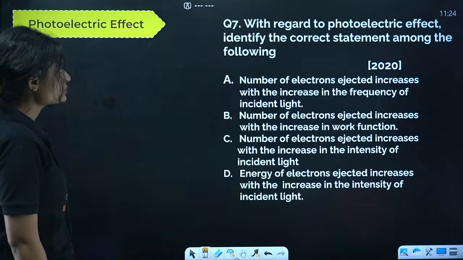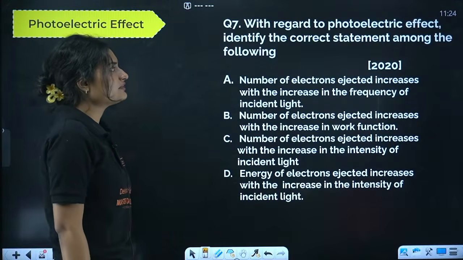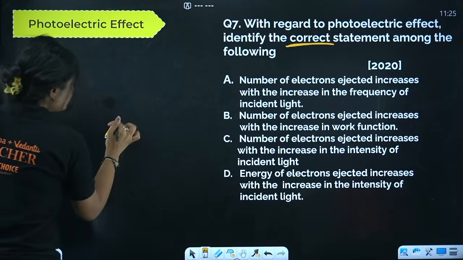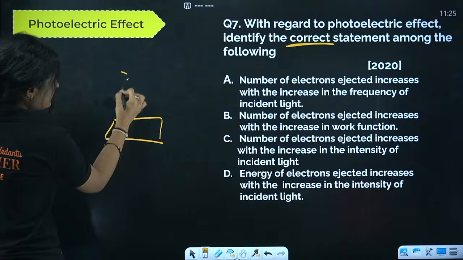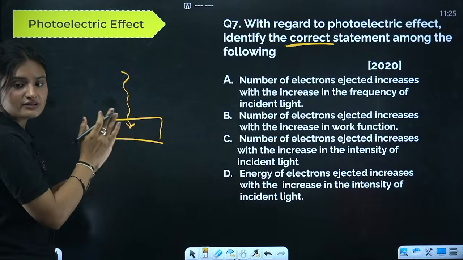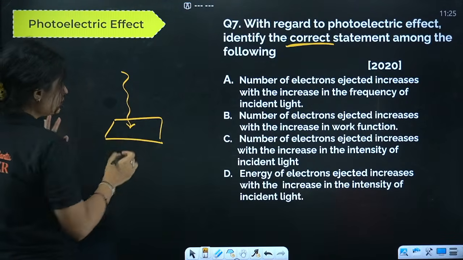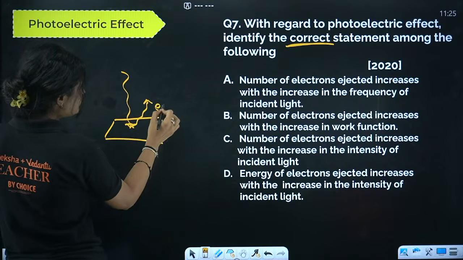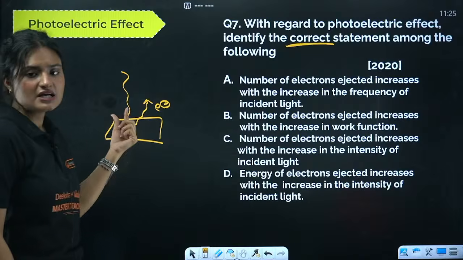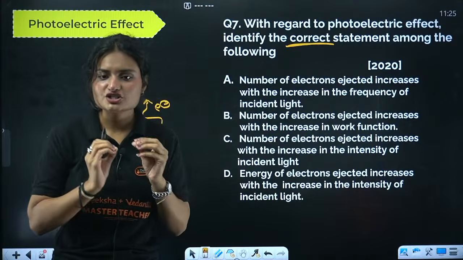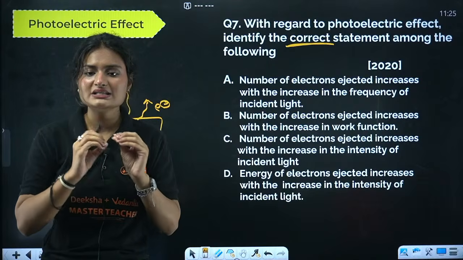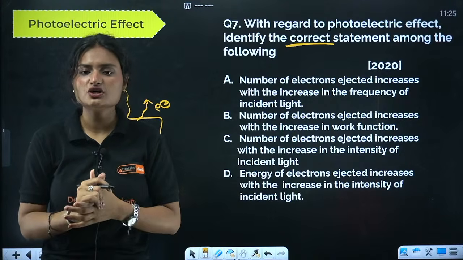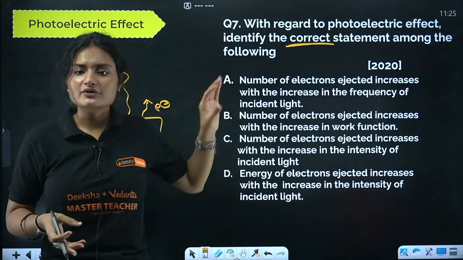Okay. Next question. With regard to the photoelectric effect, the correct statement. Photoelectric effect is very simple. We have a metal plate, and if we incident radiation of a particular wavelength on this metal plate, then some electrons get ejected from the metal surface. This is your photoelectric effect.